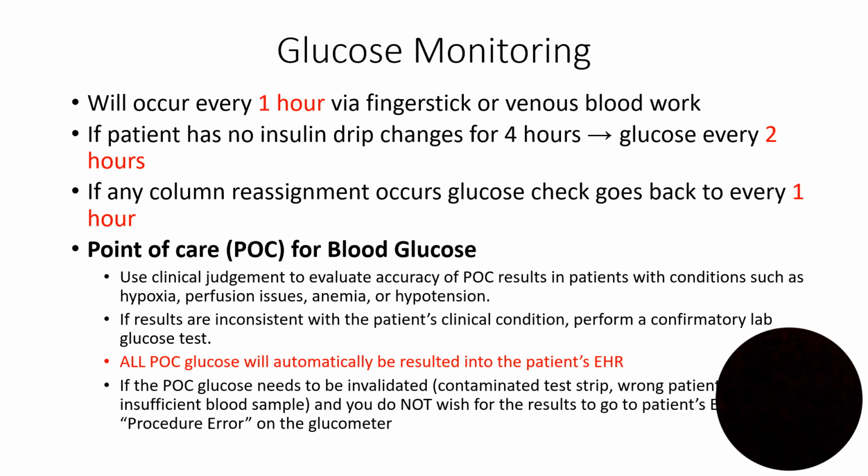All point of care glucose will automatically be resulted in the patient's electronic health record. If the point of care glucose needs to be invalidated, for example a contaminated test strip, wrong patient, or insufficient blood sample, and you do not wish for the results to go to the patient EHR, please check procedure error on the glucometer.